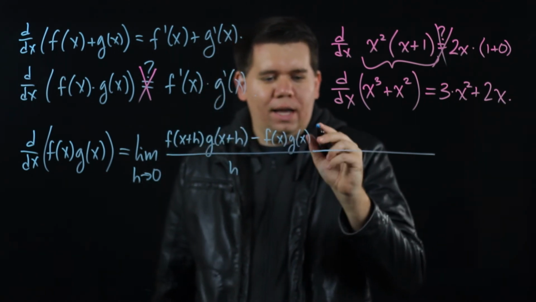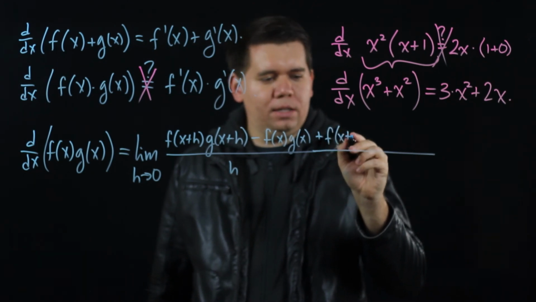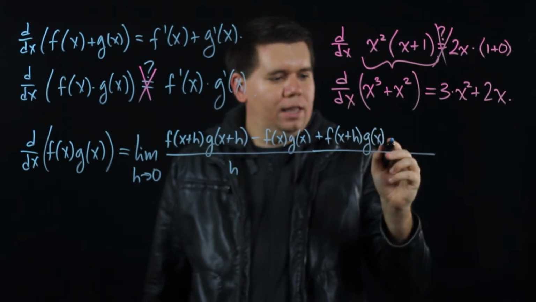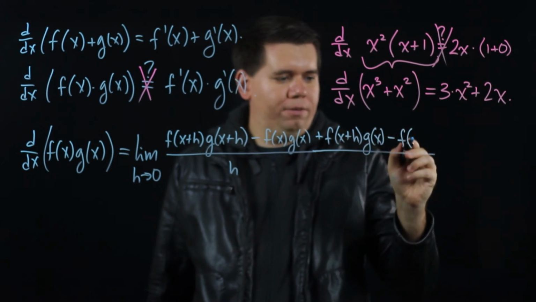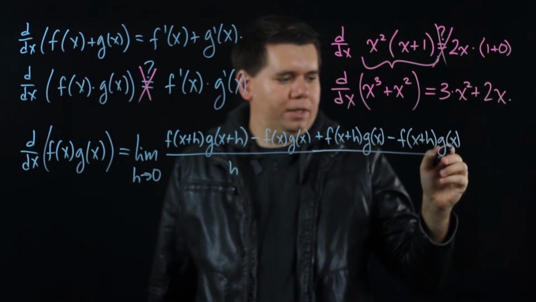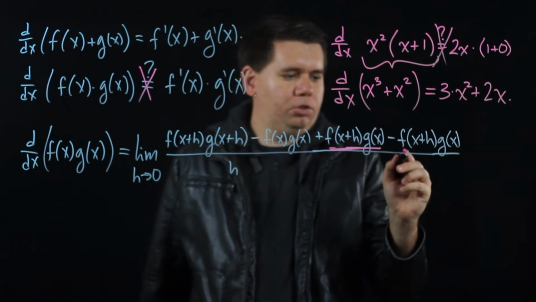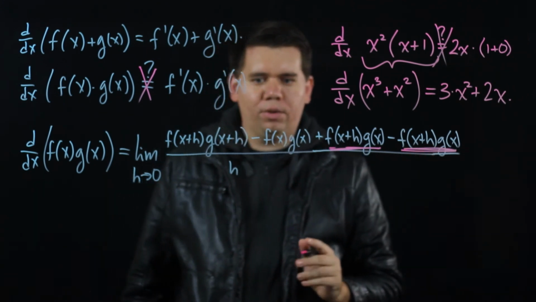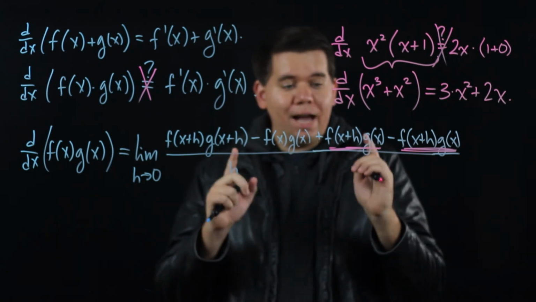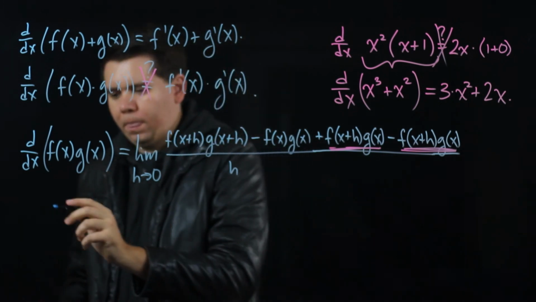So let's do that. I'm going to add an f of x plus h times g of x piece, and then I'll subtract an f of x plus h times g of x piece. So notice I've just added and then subtracted the same thing. So I haven't changed the fraction at all. But now that I've done that, I can begin rearranging terms.